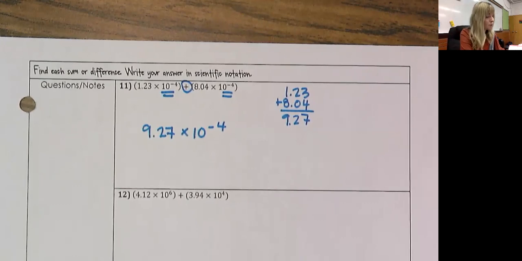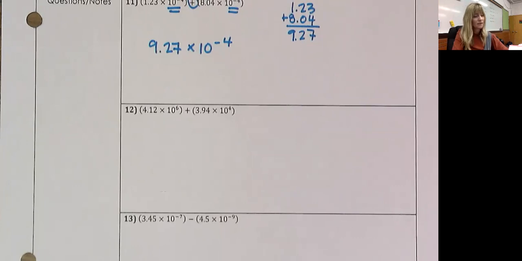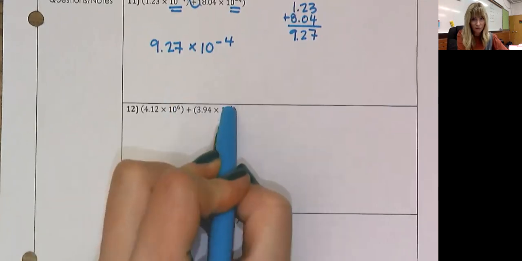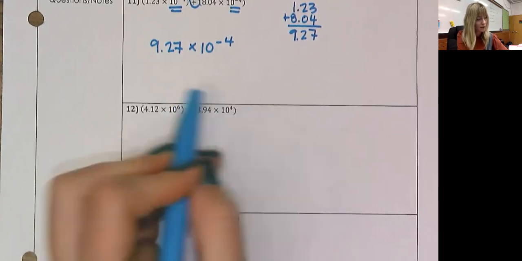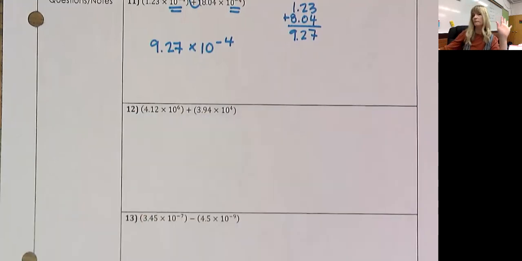Okay, what do we do if they're not the same, like number 12? I'm going to give you this tip right now because people ask, well, Miss McGowan, which one do I change? Do I make this one lower to match the 4, or do I make this one higher to match the 6? And the true answer is either one. You can do whatever one you want. But I'm going to give you a tip right now for what makes your life easier, okay?